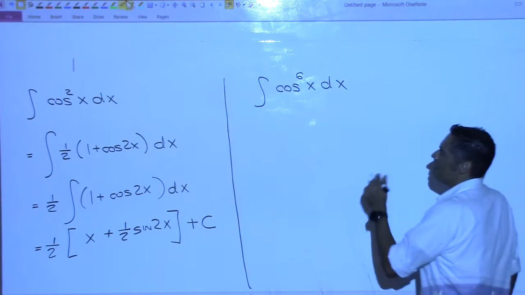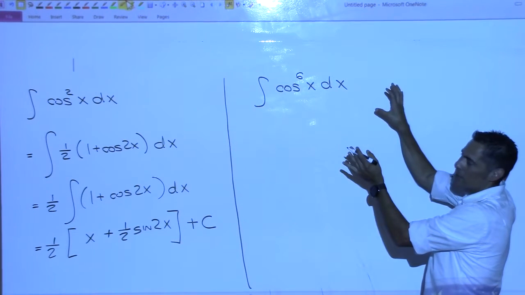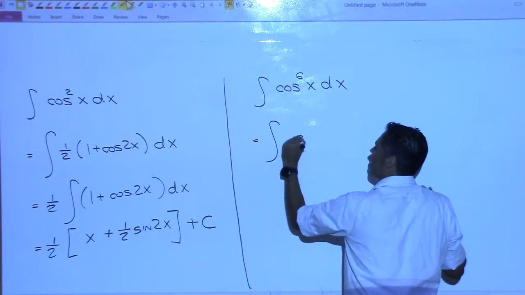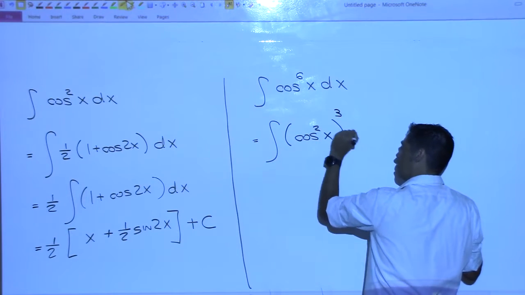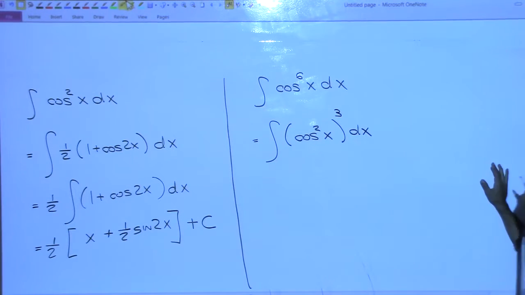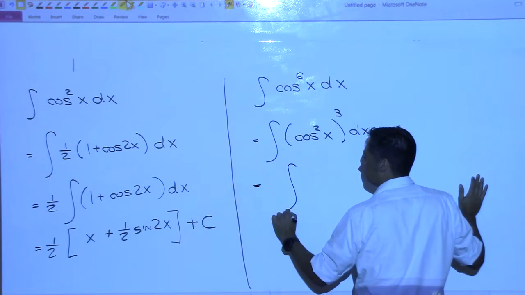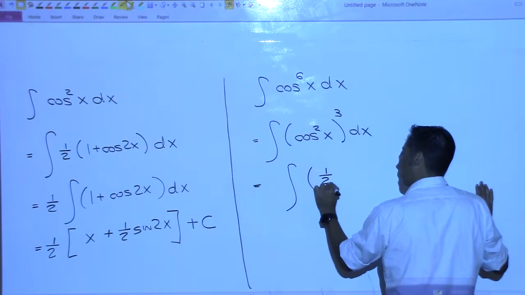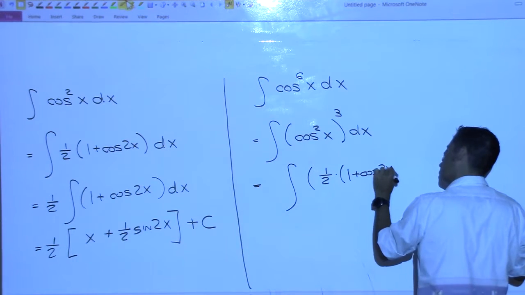Because this is an even power, you can't peel one off, right? The best you can do is rewrite this as cosine squared x cubed dx. And then you can rewrite cosine squared x using the power reducing formula, 1/2 times 1 plus cosine 2x.